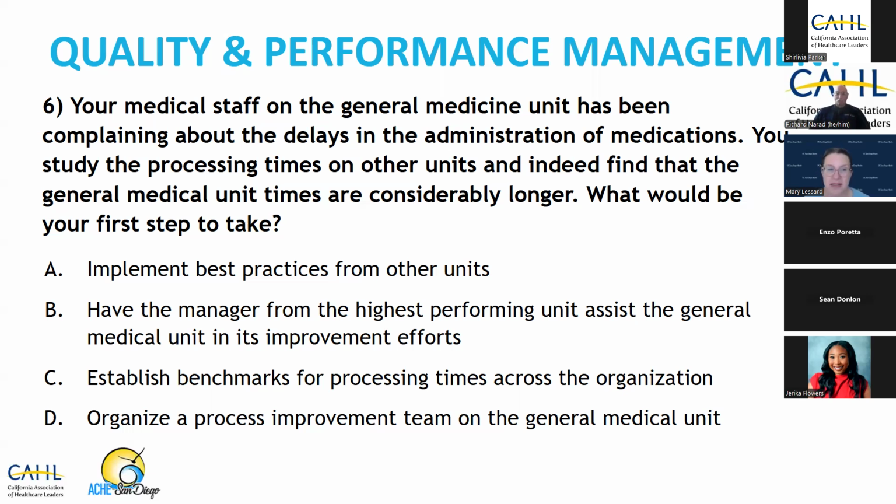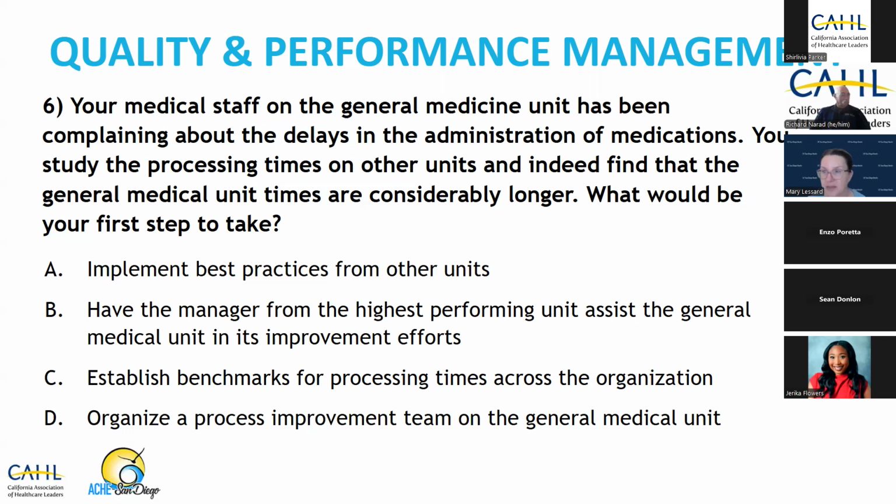A, B, C, and D are all things that you would likely do in a performance improvement or process improvement initiative. But this question is wanting us to focus on what would be the first thing to do. And I'm coming down to D, which would be first put together your team to improve the process, because then the team could implement best practices from other units. The question already states that there's been some study of the processing time on other units.